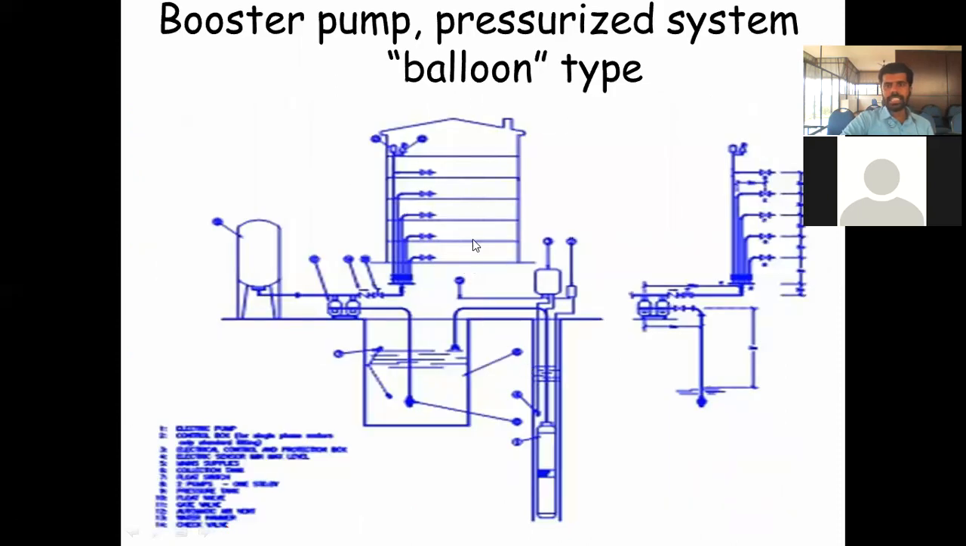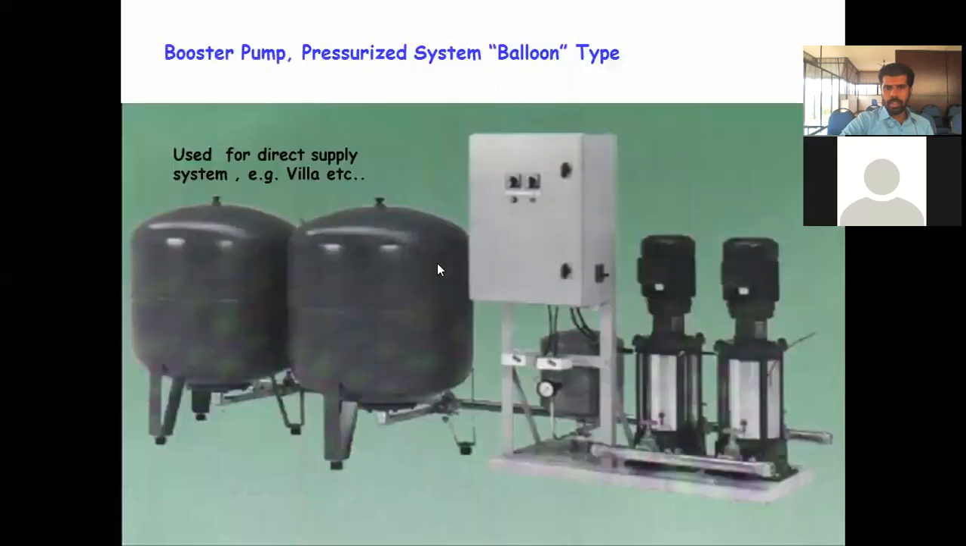This is just an example of a booster pump only. Booster pump pressurized system, balloon type. From here it will be supplied to the individual fittings. So from the tank it will be taken through the booster pump, then the pressure tank, and from there it will be given to the individual fittings. So I will show you. This is the booster pump, a pressurized system, balloon type only.